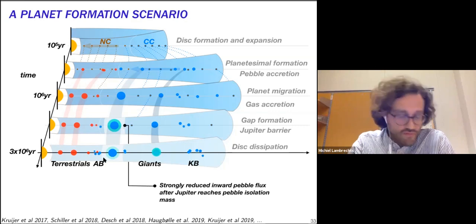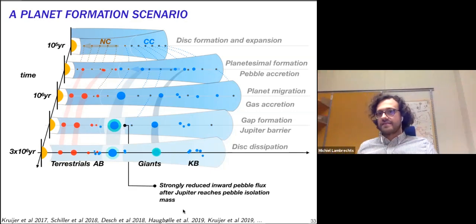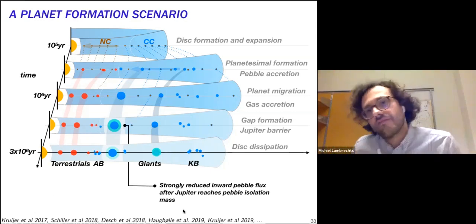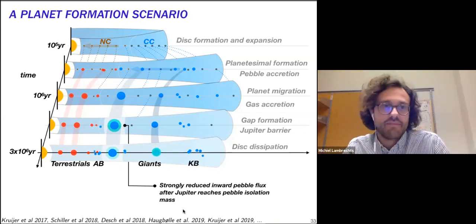I'm not the first to propose this. There are a lot of papers here, but we try to make this now really more quantitative scenarios. This is basically the big picture.